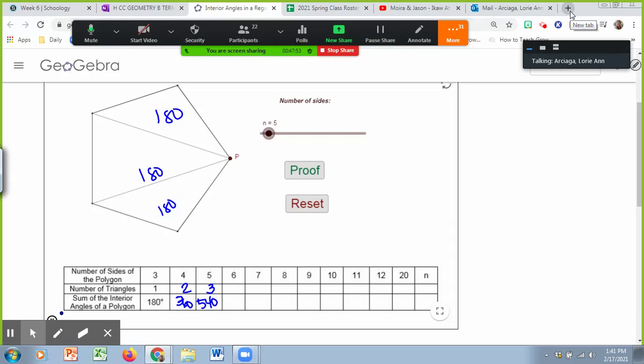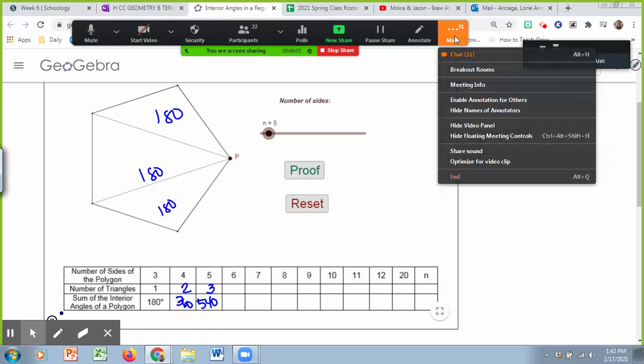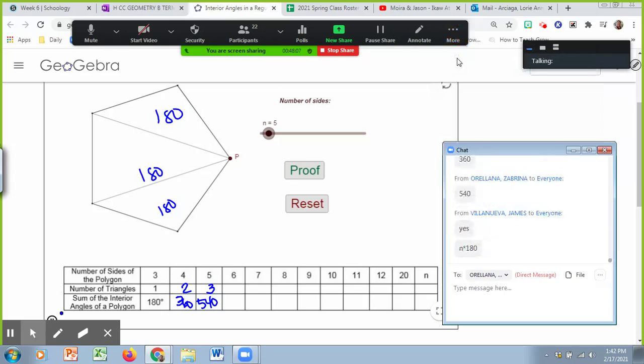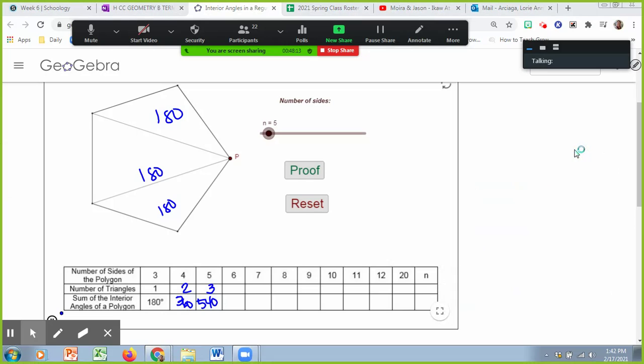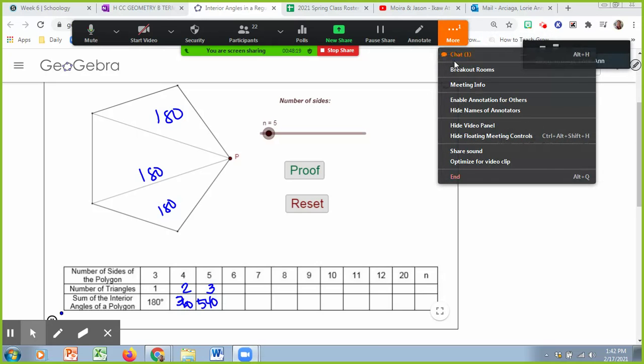Is that your formula? Okay, think about it again. That's not entirely correct. Think about it again. Very good, Mana. That's all we need.